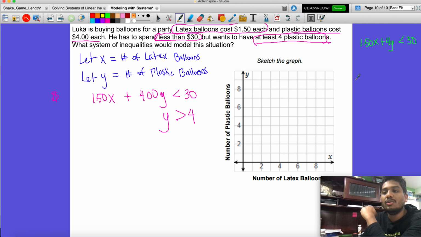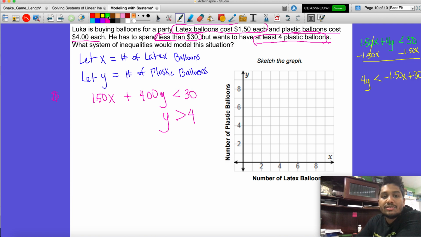If we were to go ahead and solve this, subtract 1.5x from both sides. This then becomes 4y is less than negative 1.50x, writing that first, plus 30. From there, we just need to solve for y by dividing each term by 4. So this cancels out, and this actually ends up being, let me just put this in my calculator because I'm not too sure.